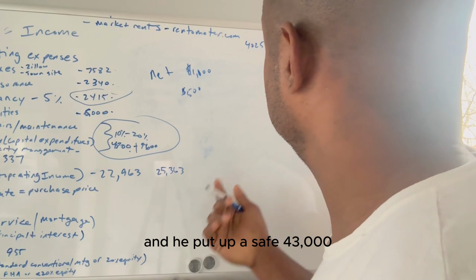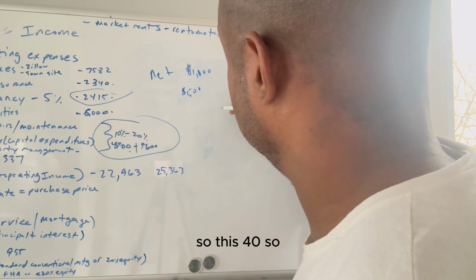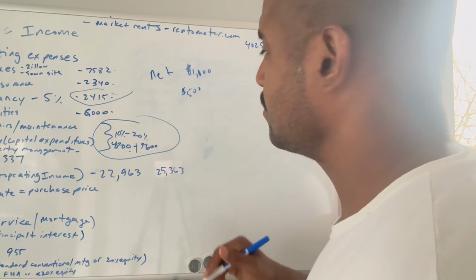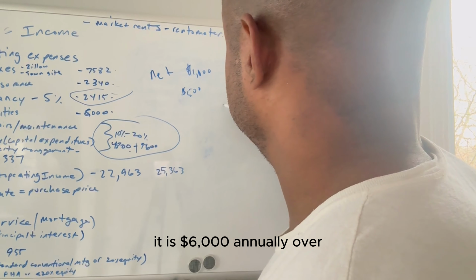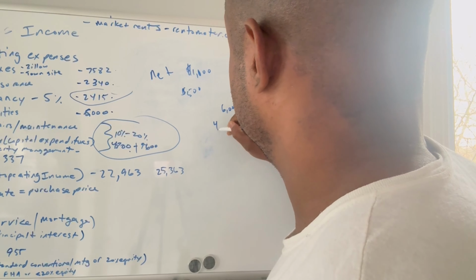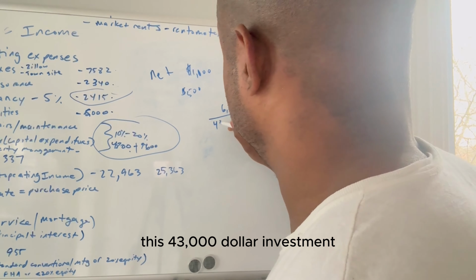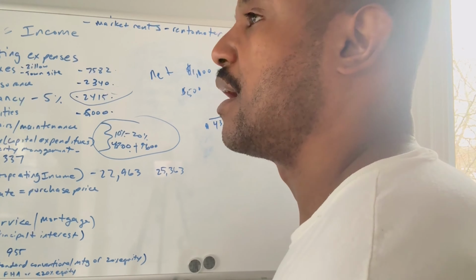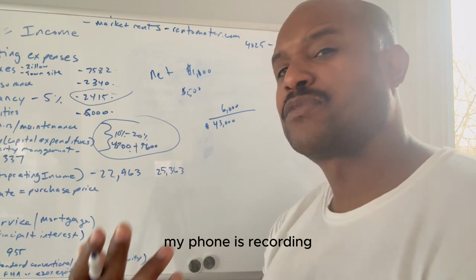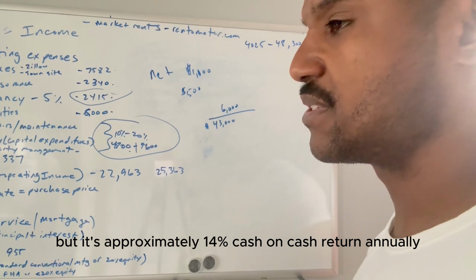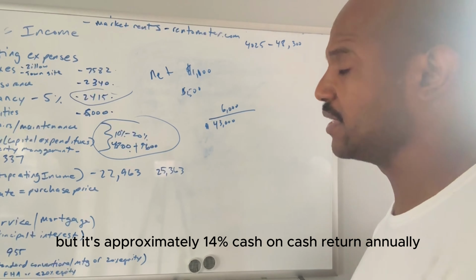And he put up, let's say, $43,000. So what this looks like for him, as far as the return on investment goes, it is $6,000 annually over this $43,000 investment. I did the math. My phone is recording, so I can't use my calculator right now, but it's approximately 14% cash on cash return annually.